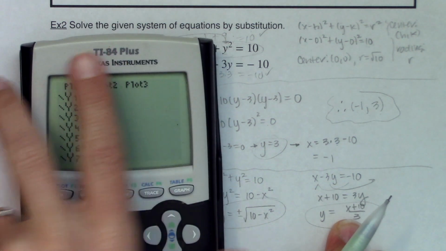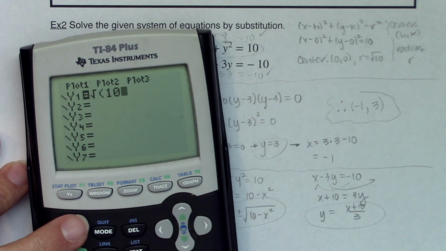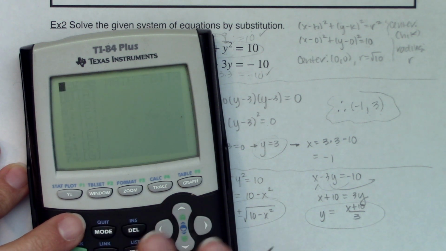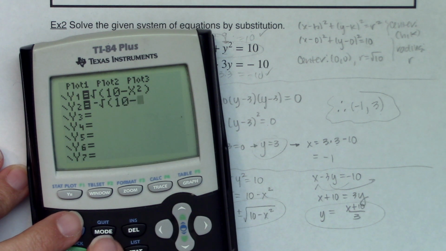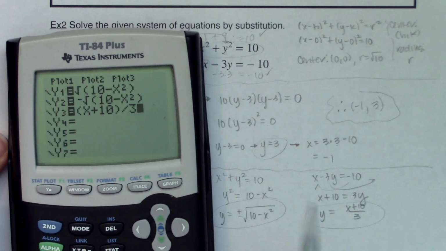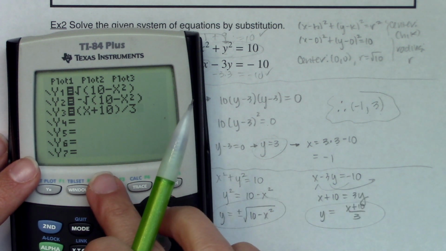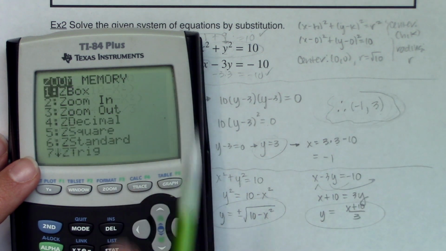So let's see if I can get this to work. The first one I have is the positive square root of 10 minus x squared. Then I have the negative square root. Oops, that's not it. Let me go back to my y equals. And I have the negative square root of 10 minus x squared. And then I have, and I'll protect that binomial, x plus 10 divided by 3. So I'm going to graph all of this. I'm putting my 3 equations in. I need 2 equations to make the graph of a circle. Let me hit zoom 6, and I'm hoping I see an intersection point around negative 1, 3.